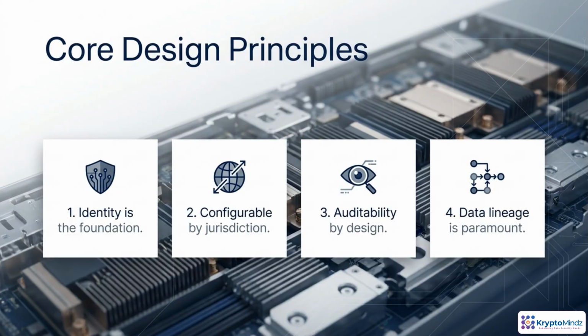Everything you design should start from a strong, well-governed identity model. Then make the system policy-driven so you can adapt quickly to different jurisdictions and regulatory changes. Build cryptographic auditability into every critical decision and data flow. Finally, maintain end-to-end data lineage so any risk or AML decision can be fully reconstructed and explained.